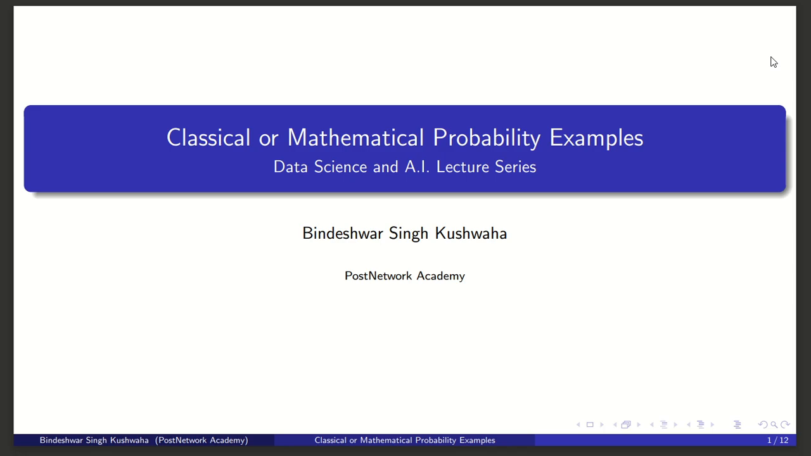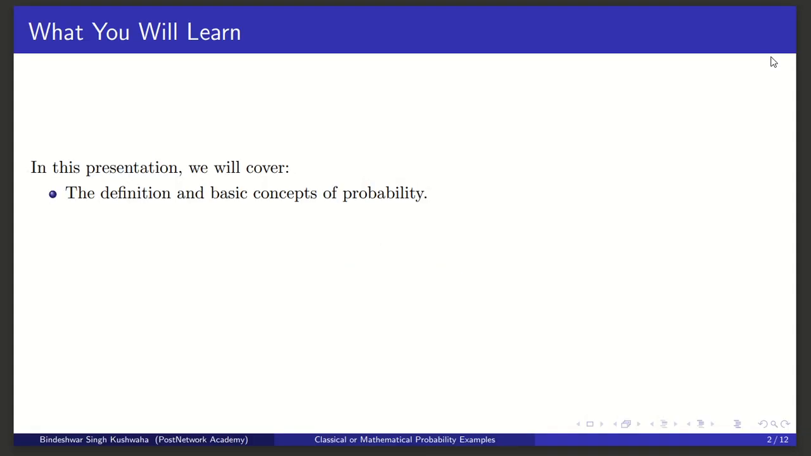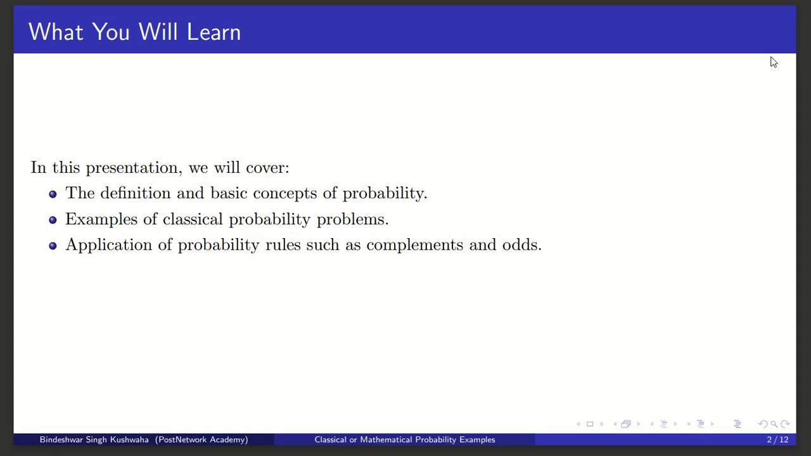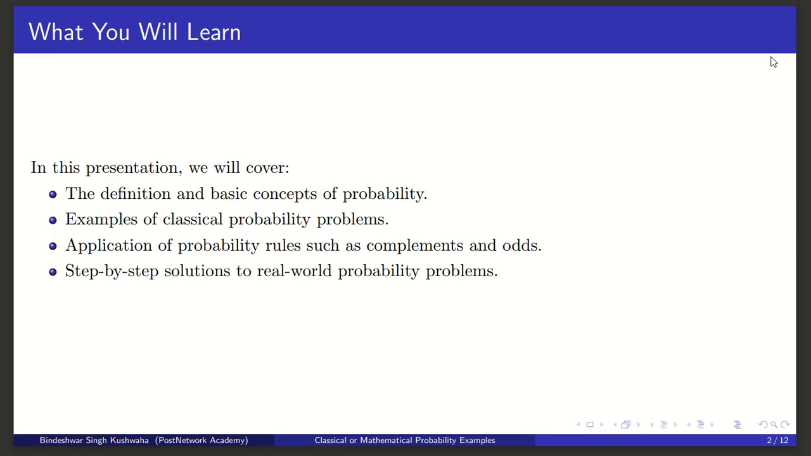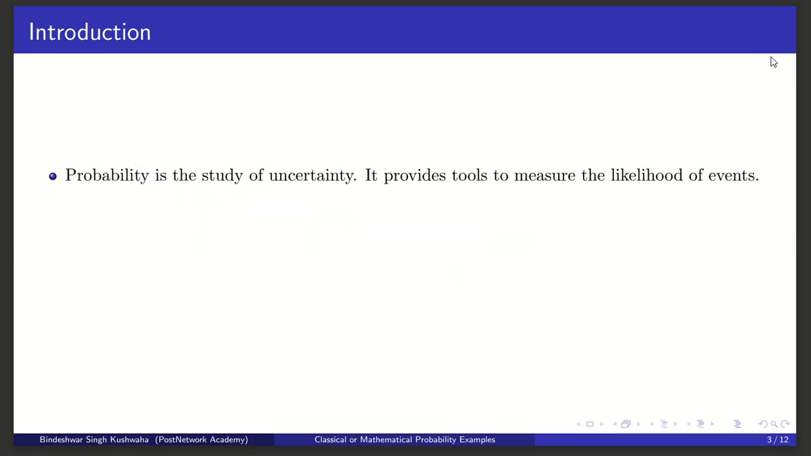Today we are diving into classical or mathematical probability with practical examples. This lecture is part of our data science and AI series where we make complex concepts simple and relatable. In this presentation, we will cover the definition and basic concepts of probability, examples of classical probability problems, application of probability rules such as complements and odds, and step-by-step solutions to real-world probability problems.